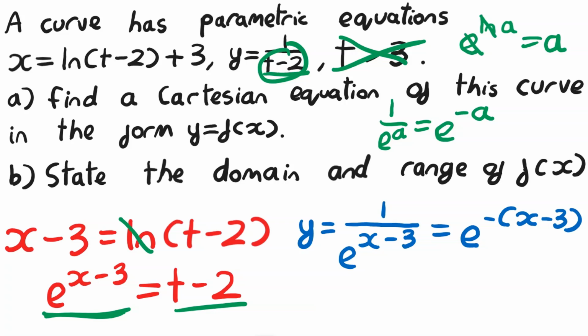So I've added this minus here, which represents this 1 numerator. Then we can expand this bracket here so it becomes e to the power of 3 minus x, like this here. So y is equal to e to the power of 3 minus x.